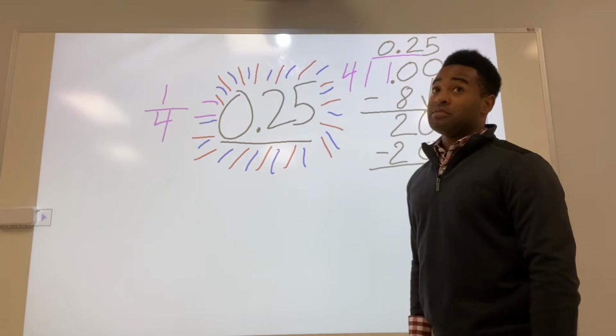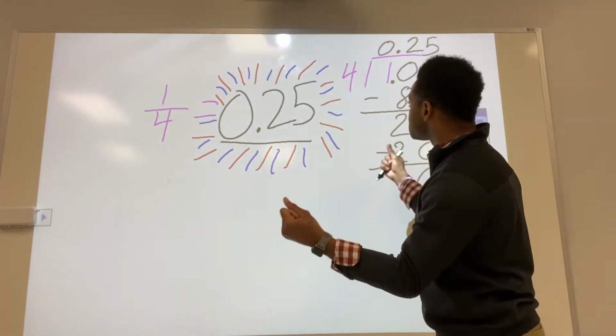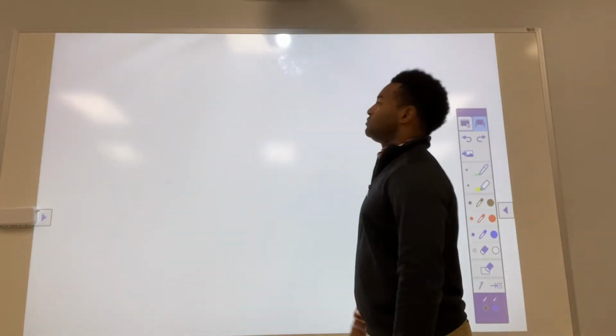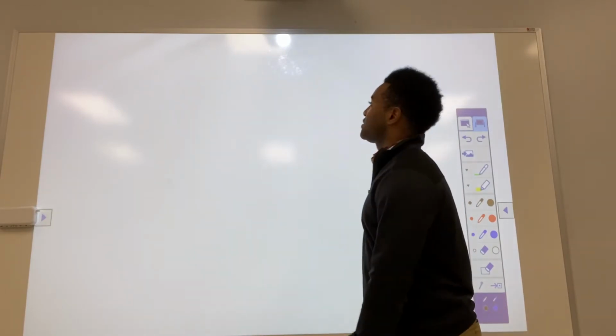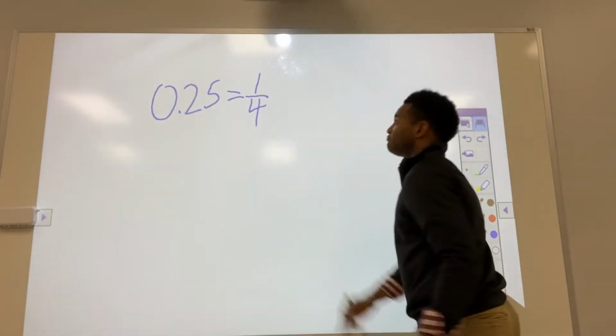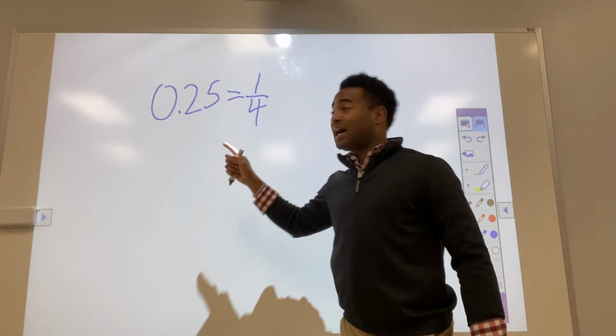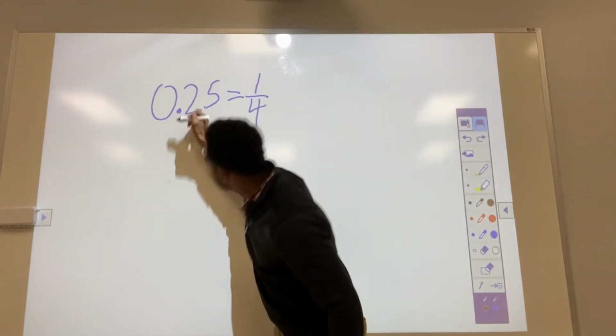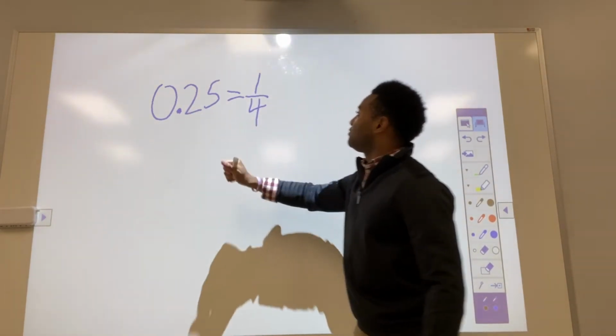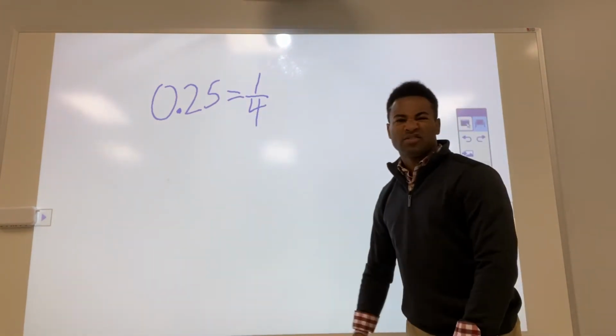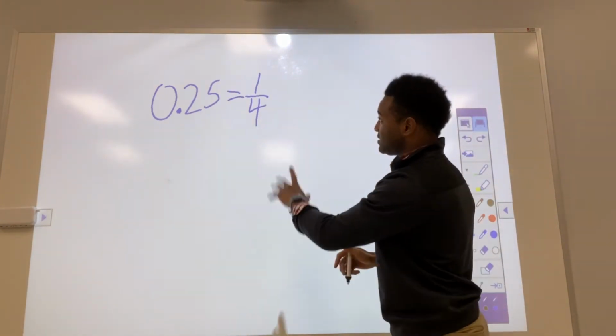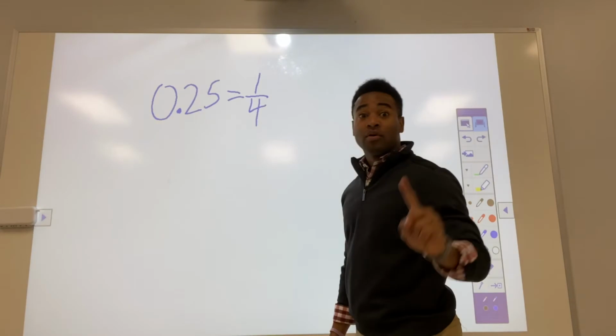First of all, let's do some movie magic real quick. Let's do some movie magic again. And perspective, so we know that 0.25 equals 1/4. We already know that answer. What we can do now is we can take this decimal and put it over 100.